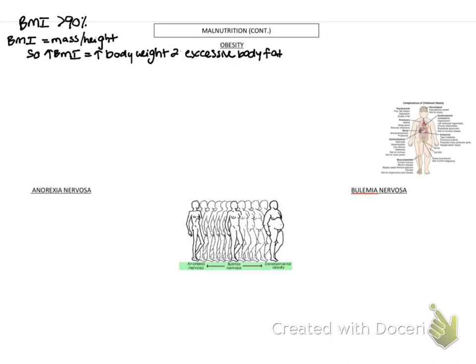So an increased BMI means that we have increased body weight secondary to excessive body fat. And the reason people argue is that people with muscle might weigh more, and that doesn't really mean that they're fat. They just have more muscle. But for all intents and purposes, for the majority of people, if you have a high BMI, it means that you have a lot of body fat. Too much.